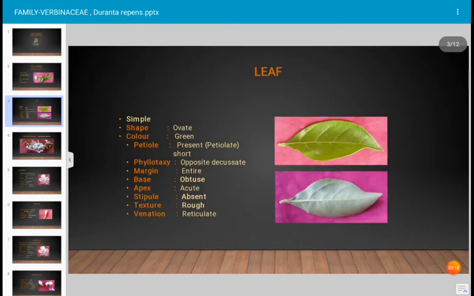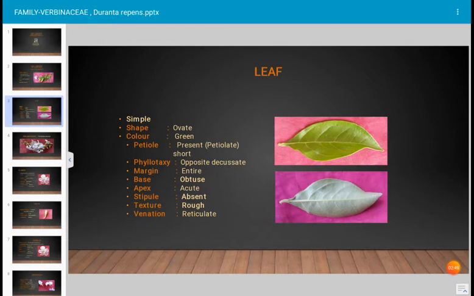Next. This is the leaf of Duranta repens. The shape of the leaf is ovate, the color of the leaf is green, and it has a very short petiole. The petiole is the stalk of the leaf, and if the petiole is present, the leaf is described as a petiolate leaf. The leaf of Duranta repens is petiolate, but the petiole is very short.